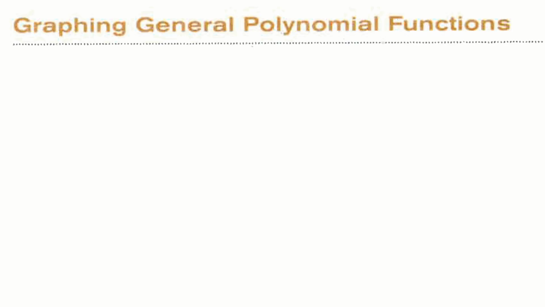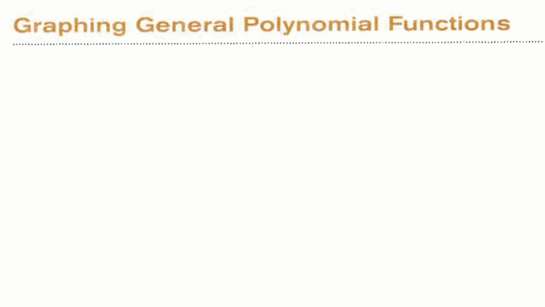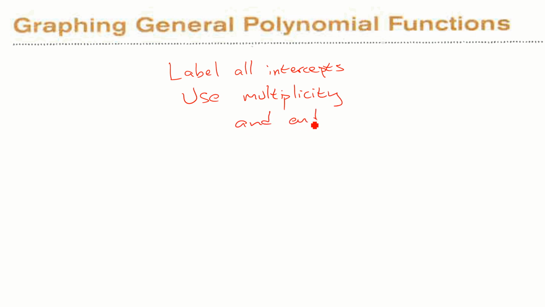All right, we're going to take all of that we just learned and see if we can do some graphing here. So when we graph, we're going to label all intercepts. And we're going to use multiplicity and end behavior.